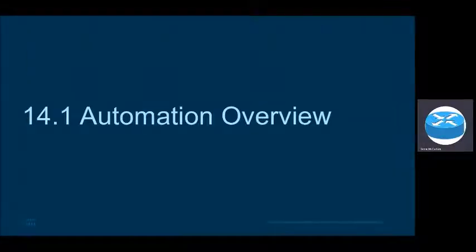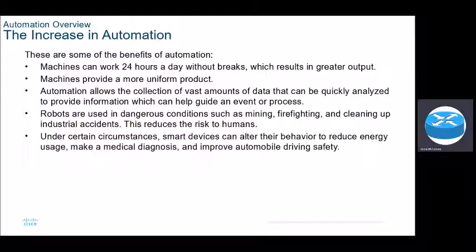Okay, so automation. Of course, automation certainly has its benefits. Machines can work 24 hours a day without breaks, which results in greater output. They provide a more uniform output or product. Automation allows the collection of vast amounts of data that can be quickly analysed to provide information which can help guide an event or process. Robots are used in dangerous conditions such as mining, firefighting, and cleaning up industrial accidents. This reduces the risk to humans.